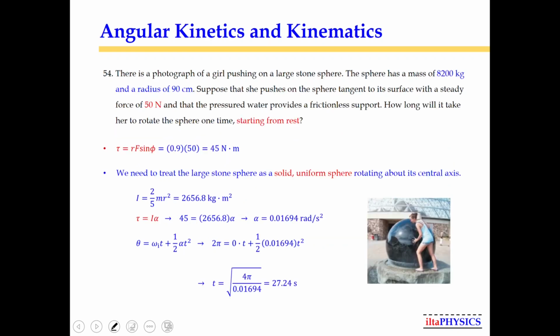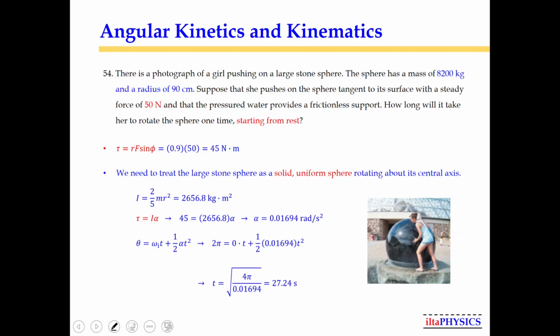Problem 54 is about rotating a huge stone with a mass of 8,200 kilograms and a radius of 90 centimeters, as shown in the picture on the right. As you can see in the picture, water comes out from under the heavy stone to minimize friction, allowing such a heavy stone to be rotated with a reasonable amount of force.